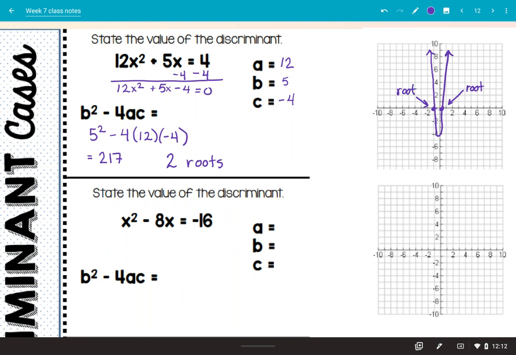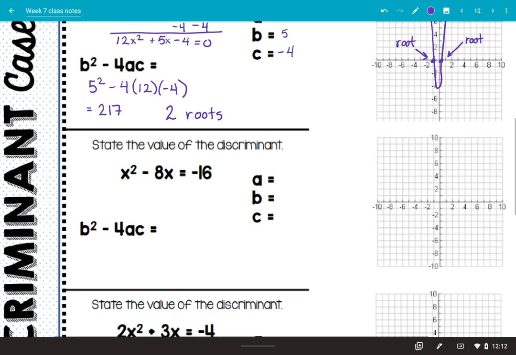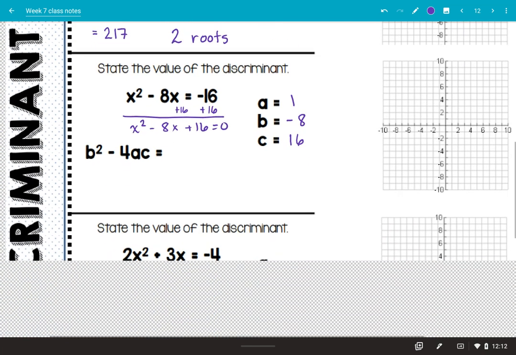Okay, so the next one. And remember, pause this if you need to, if I'm going too fast for you to write. So the next one, it's still not equal to 0, so we're going to add 16 because it is a negative. And we get x squared minus 8x plus 16 equals 0. A is 1. There's no number. It's a 1. Negative 8, positive 16.